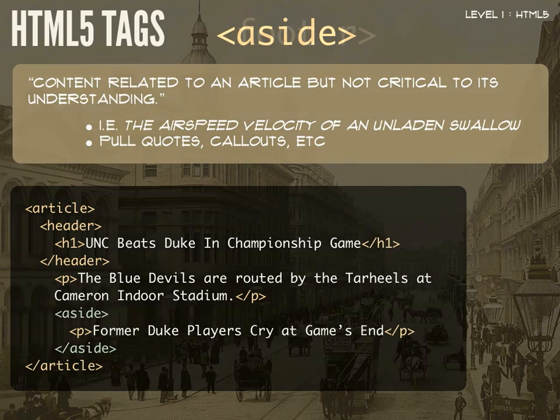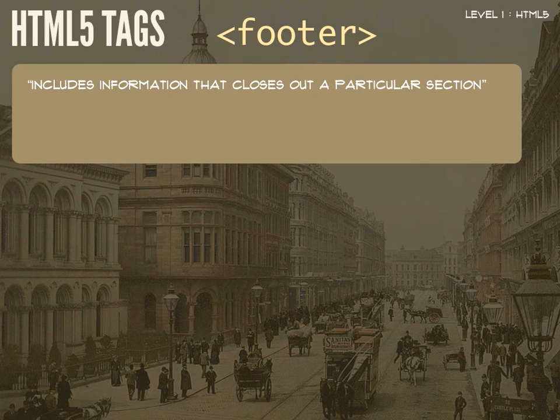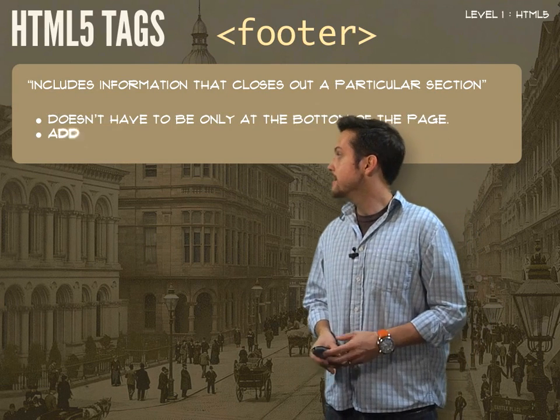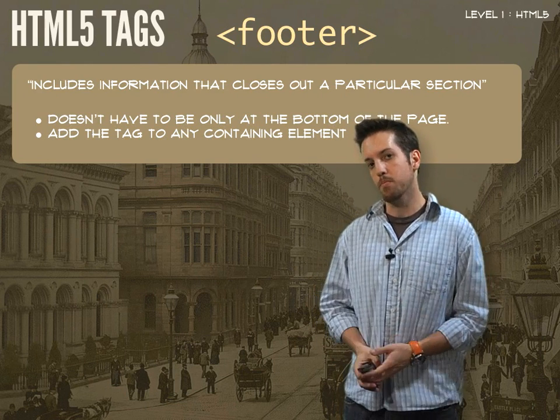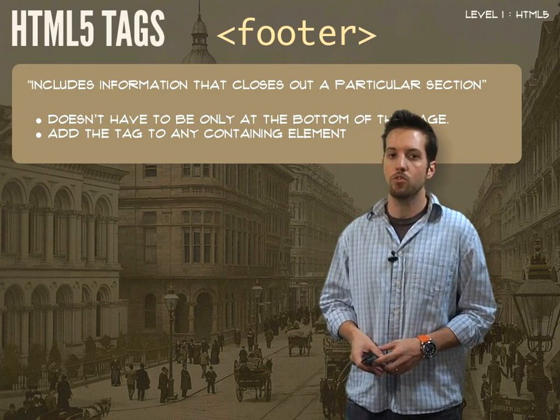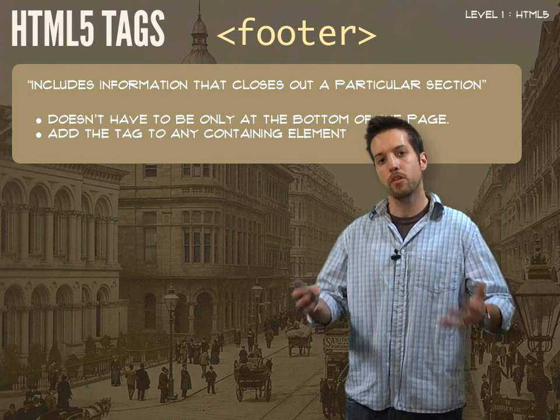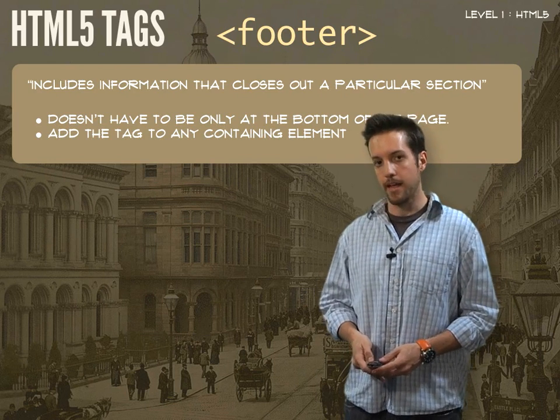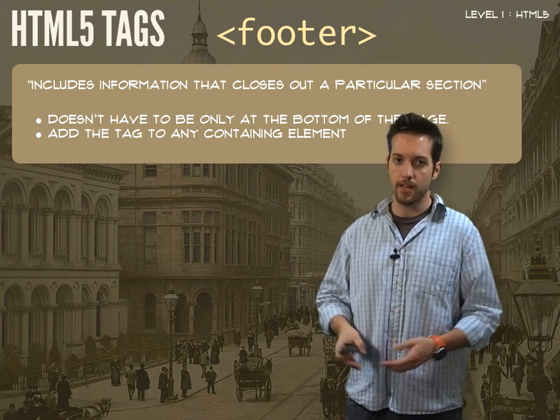Finally, the last tag that we're going to look at is the footer tag. Now, the footer tag is defined as a section that includes information that closes out a particular section of the page. Now, just like the header, we all know what a footer is. Footer, though, in HTML5 doesn't have to be only at the bottom of the page. Just like the header tag, you can use the footer tag in multiple areas of the site. You can add this tag to any containing element to close out that section.